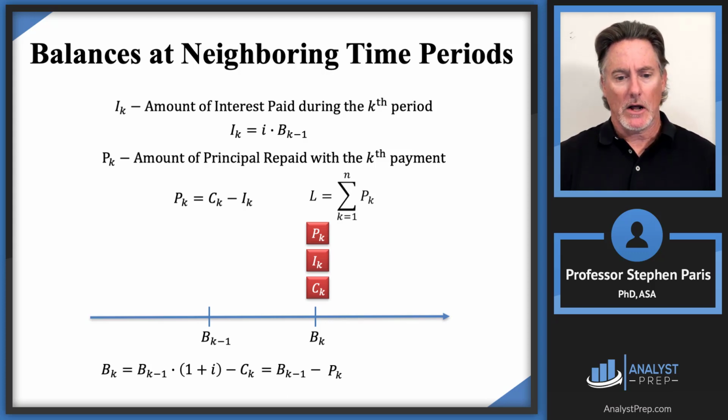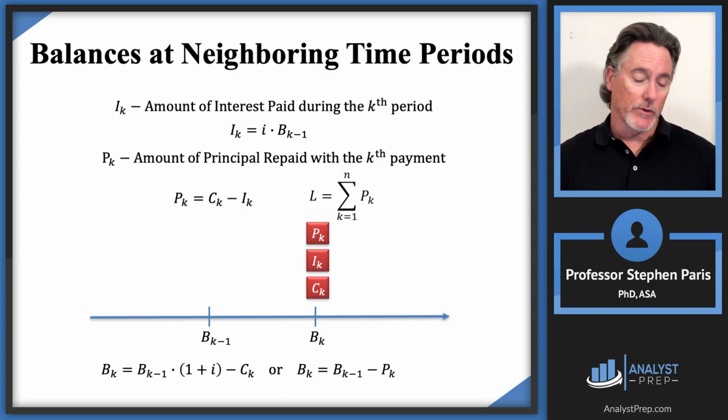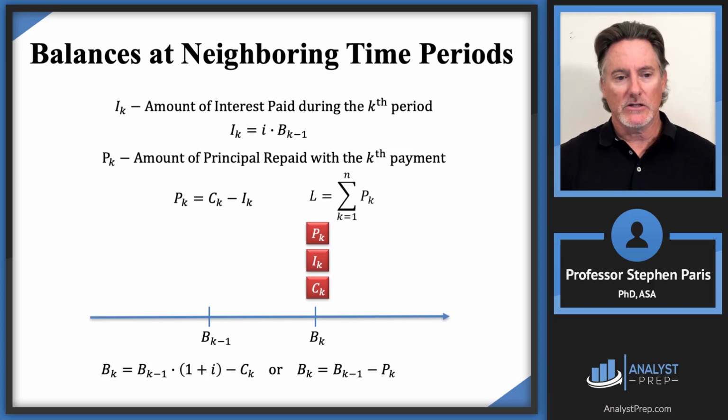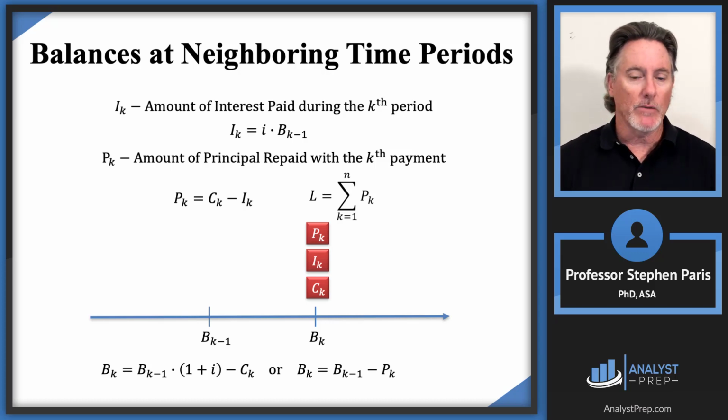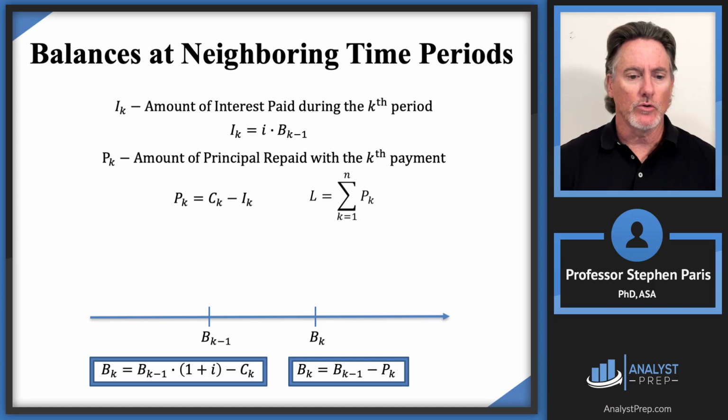Okay, and so this gives me a second way to relate the balances at neighboring time periods, namely that last equation: the balance at time k, I could take the balance at time k minus 1 and just subtract off the amount of principal that I'm repaying at time k. So these are the two formulas that relate the balances at neighboring time periods. And again, they're not hard formulas if you just think through what's going on. The first formula in the box is saying you get the balance at time k by taking the balance at the time period before that, accumulating it with interest, and then subtracting off the entire amount of the payment.